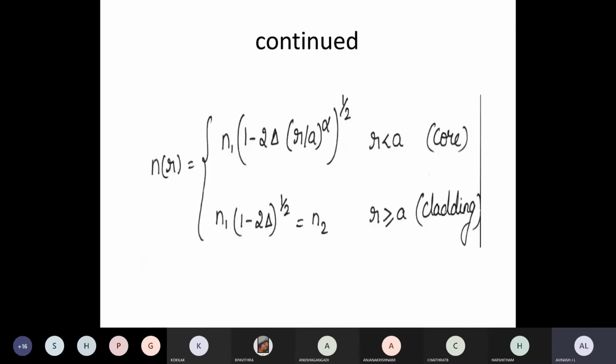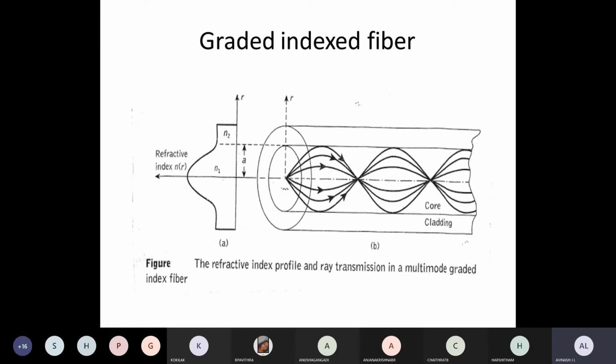So this is the numerical expression for the refractive index profile of the graded index fiber. This is the diagram where, in the graded index fiber, the wave will travel in the form of skew rays. That is exactly the understanding we need to have.